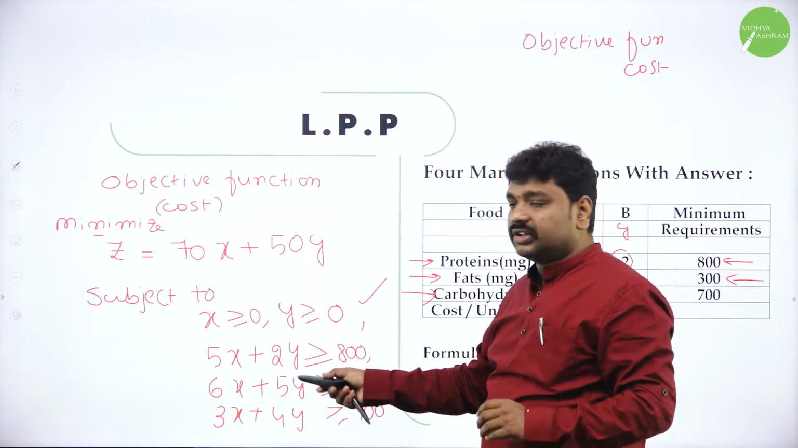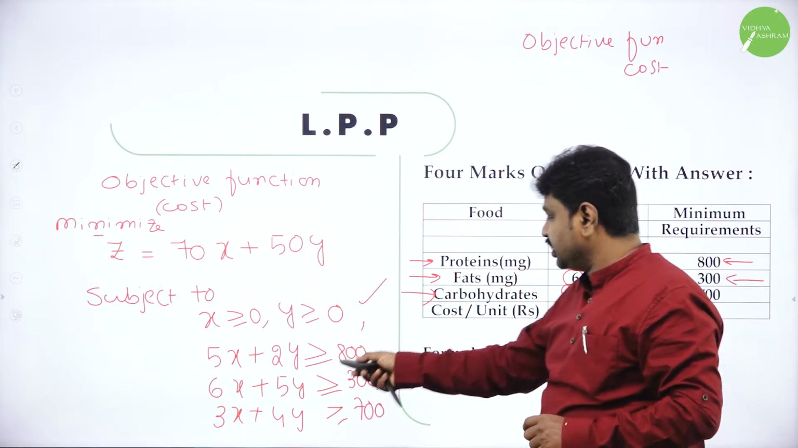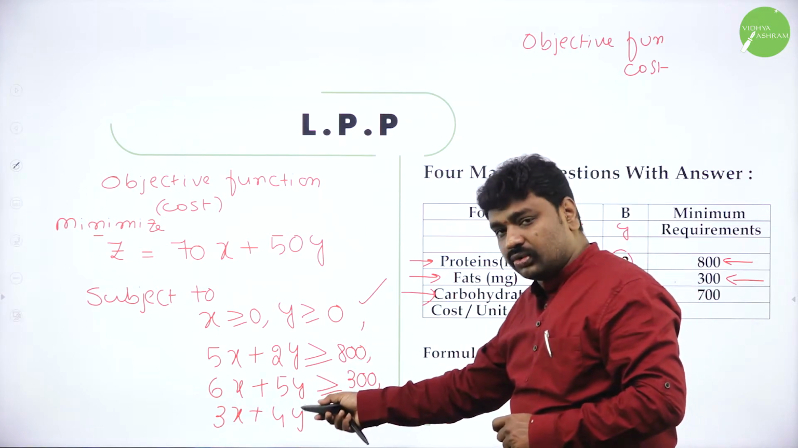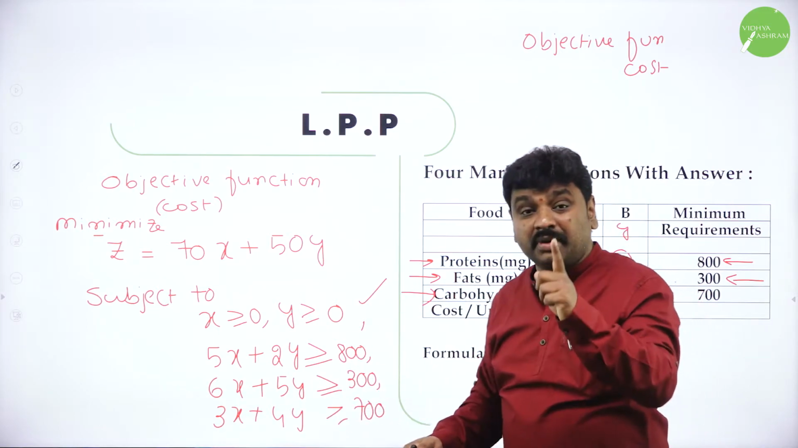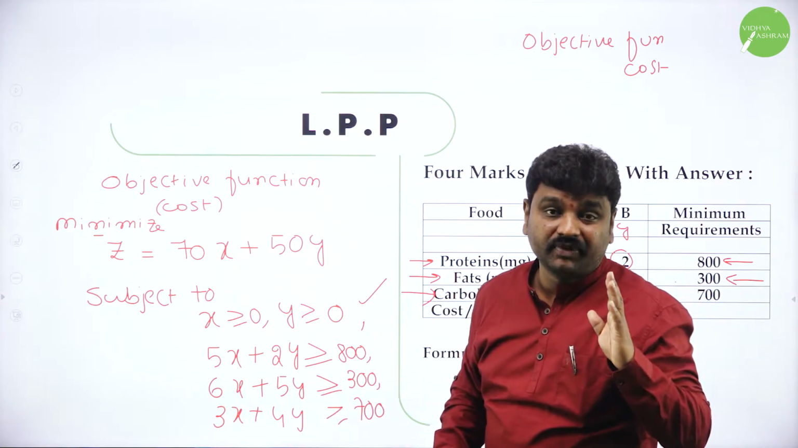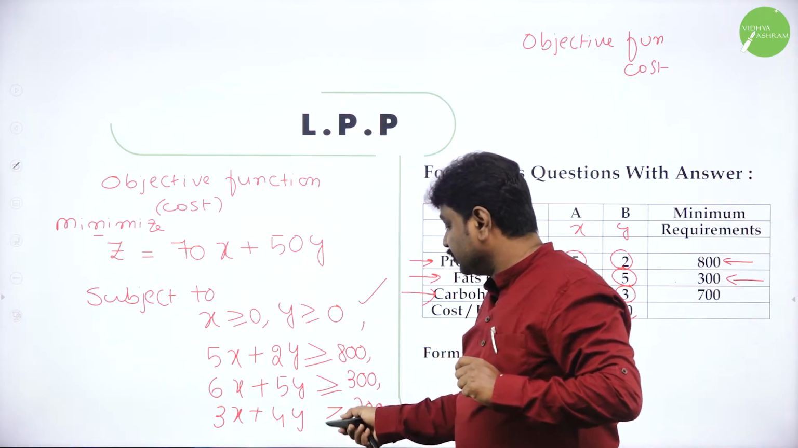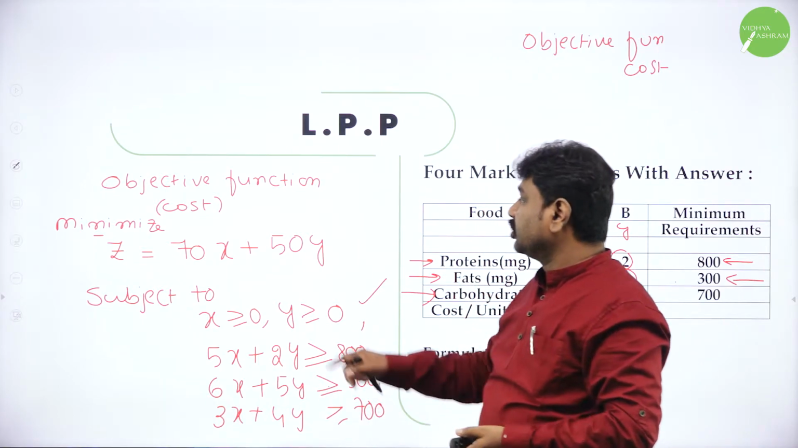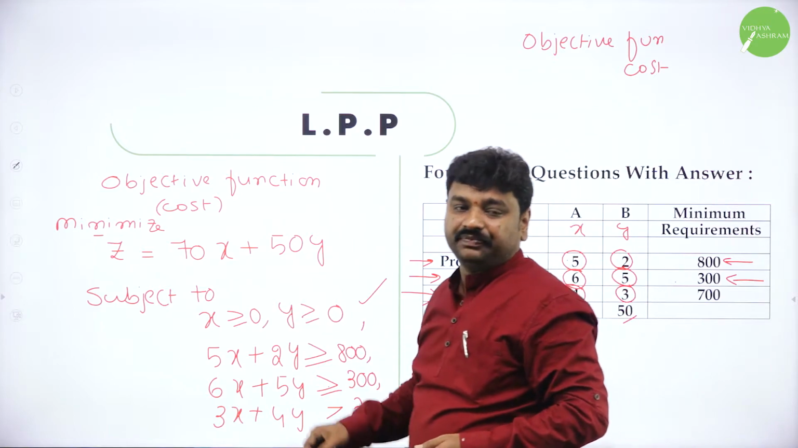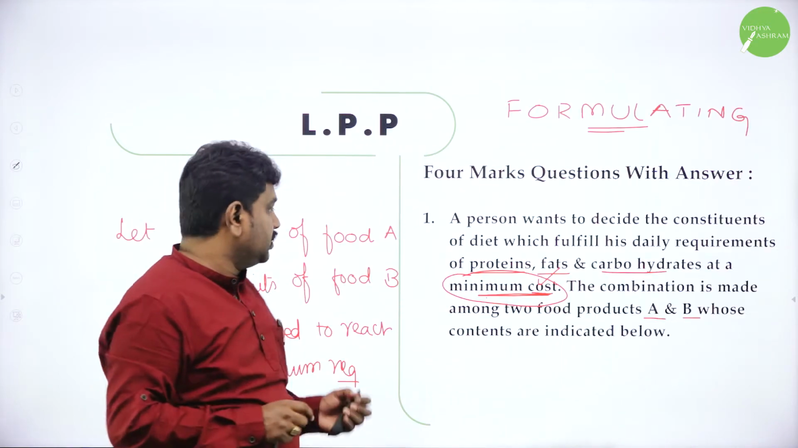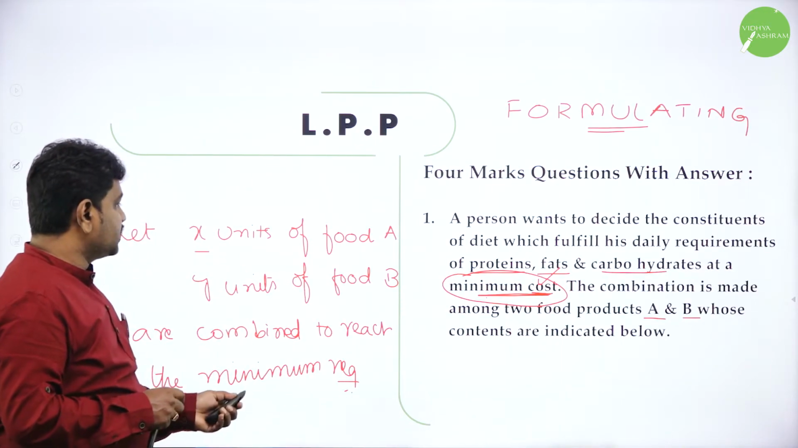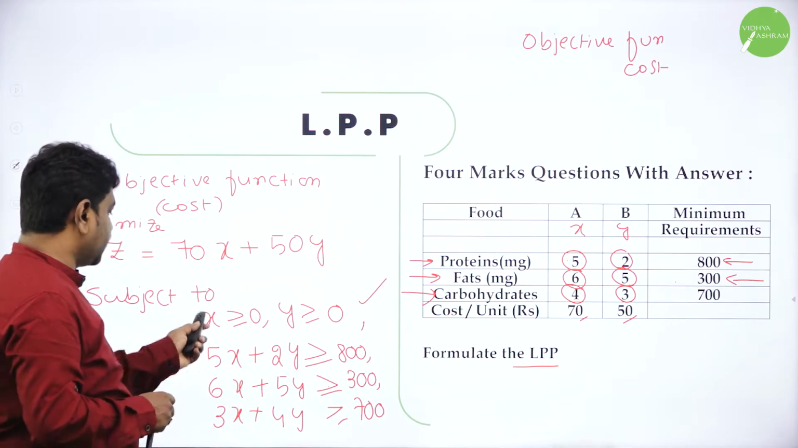First I wrote this. Then the protein condition I wrote. Fat condition I wrote. Carbohydrate condition I wrote. Minimum means what? That much or more than that. That's why greater than or equal to, inequality greater than or equal to. So if you write this, you will get full marks. First, define the unknown. Second, write the objective function. Third, write the conditions.